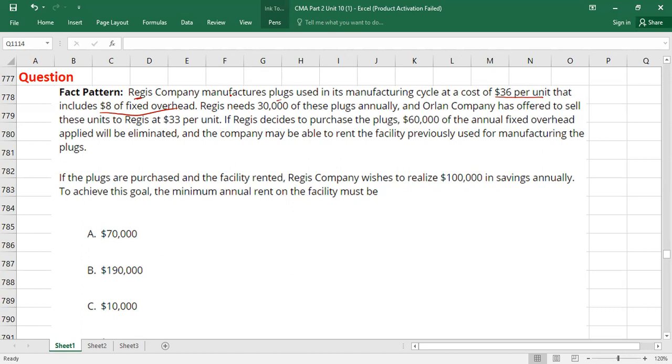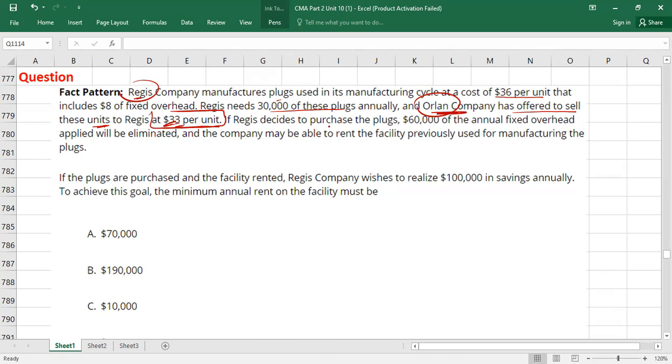So we have to read the question, what information is given. Then Regas needs 30,000 of these plugs annually. And Orland company, another company, has offered to sell these plugs to Regas at $33 per unit. This is actually the cost of purchase. If Regas buys from Orland company, they have to pay $33. This is the cost of purchase.